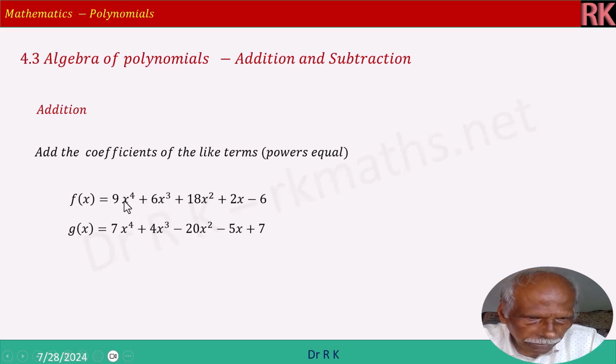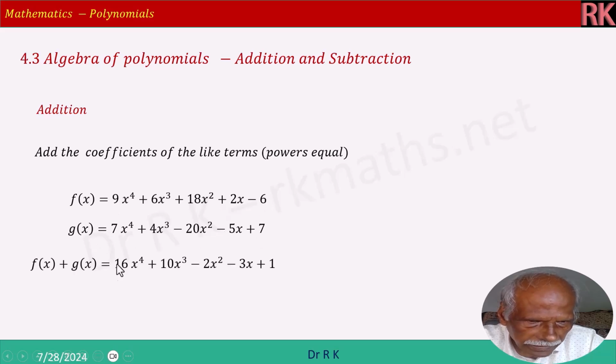X power 4 are like terms, so you have to add 9 and 7. Similarly, x cube coefficients 6 and 4 we have to add. X squared coefficients 18 and minus 20 you add. X coefficients 2 and minus 5 add. And constant terms minus 6 and plus 7 you add.